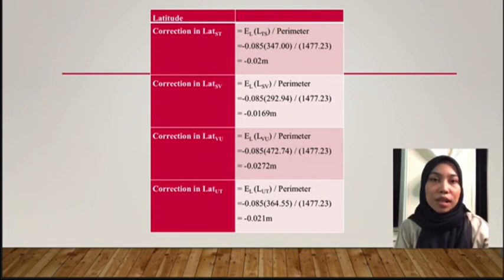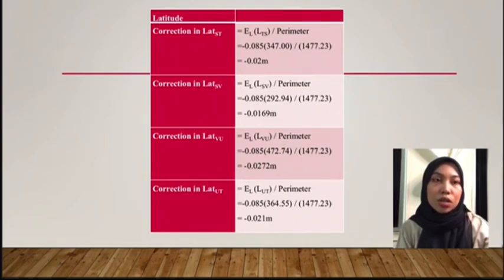How to calculate correction in latitude? For latitude ST, EL times in bracket LTS per perimeter. The value of EL is 0.085. The value for LTS in bracket is 347.00 per perimeter, which is 1477.23, and the answer is negative 0.02 meters.